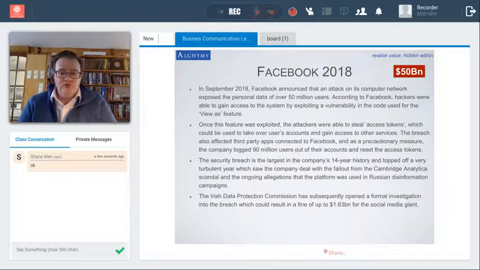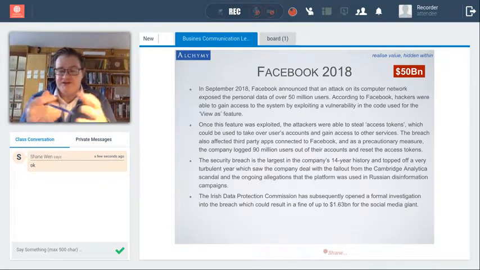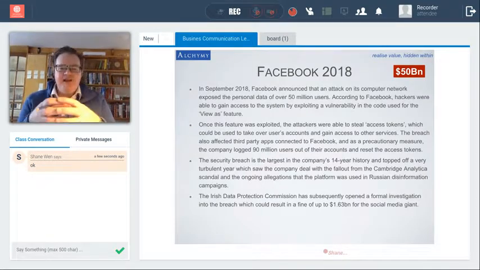So what's really interesting about this particular thing is the 50 million users. When this issue was announced, the same week, $50 billion was wiped off Facebook's share price. Now that's a lot of money to me. It may not be a lot of money to you, but it's a lot of money to me. $50 billion wiped off the share price of Facebook.